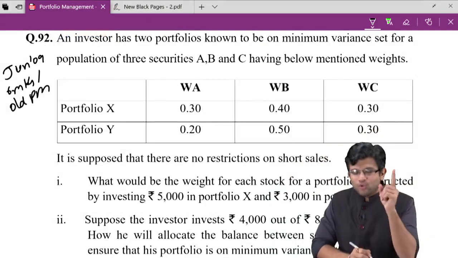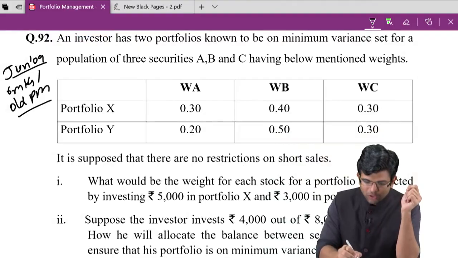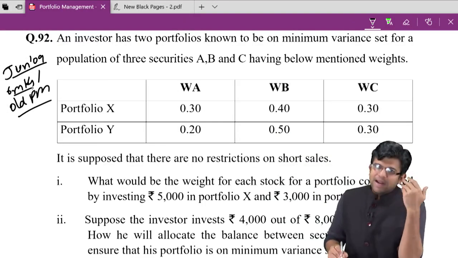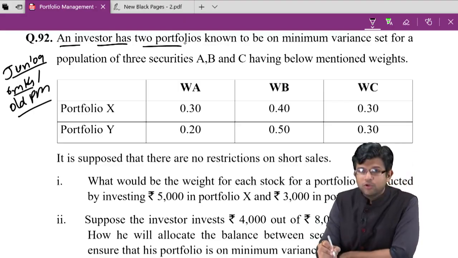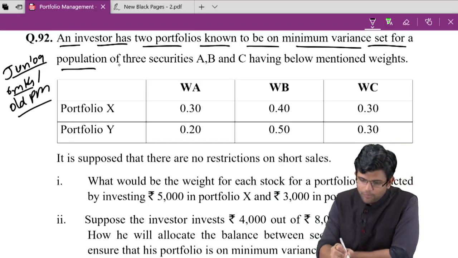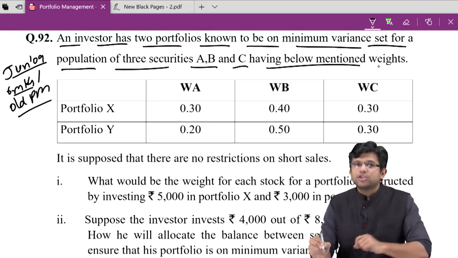Question 92. Students, this question I have picked up from the old practice manual. It has also been asked in the June 2009 paper for 6 marks. Okay, let us read together only. An investor has 2 portfolios known to be on the minimum variance set for a population of 3 securities A, B and C having the below mentioned weights.